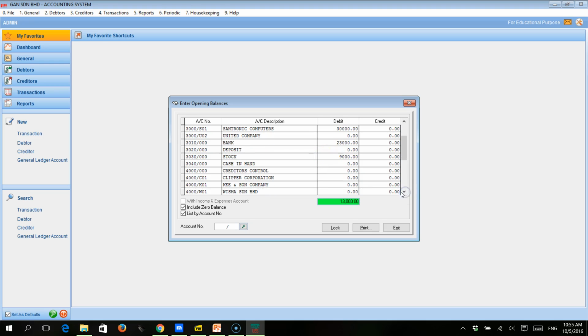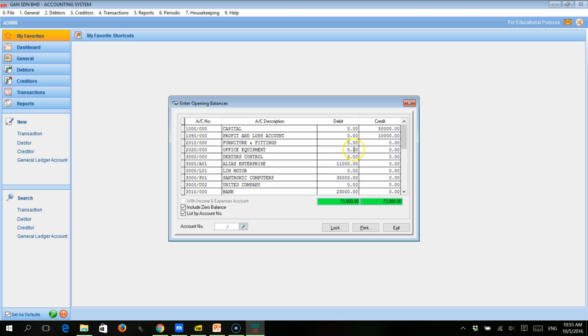So I enter the 13,000 on the credit side for Key and Son company. When I press enter, then it shows green on both sides, which means that the accounts now balance. So with that, we have entered the balances correctly.